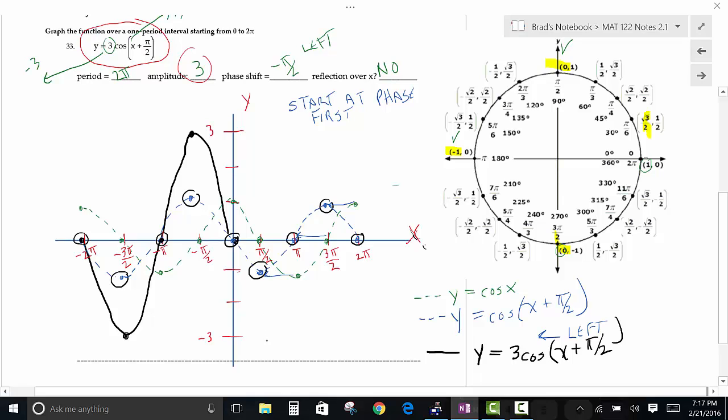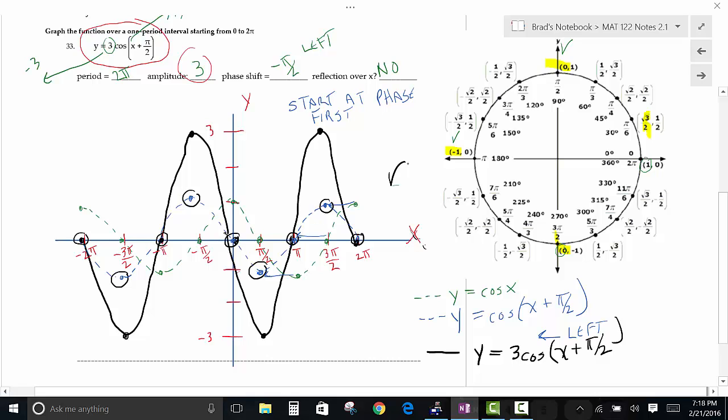This y value is -1, so -1 times 3 is -3. This point has a y value of 0, so it's not affected. This point moves up to 3, it gets stretched, and this point stays the same. So if you understand the mathematics behind what that 3 is doing to the y values, then you got it made. Okay, so that would be what that final graph looks like.